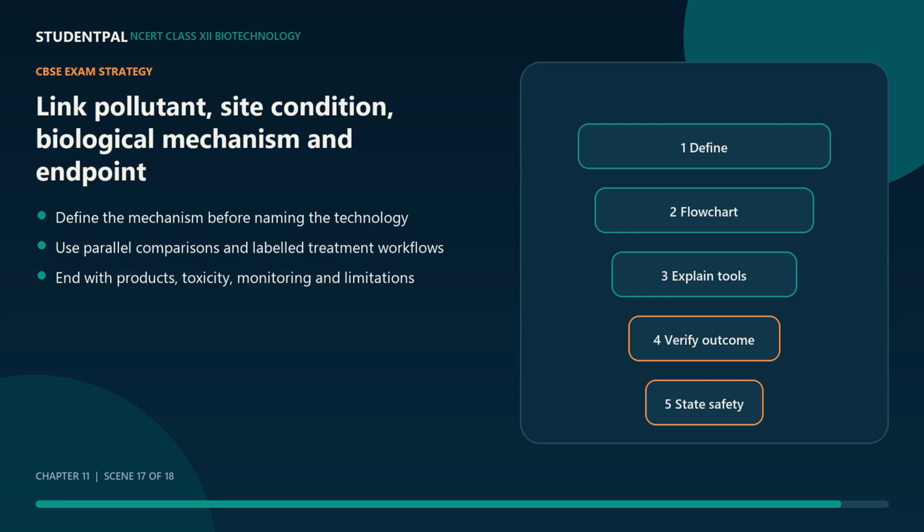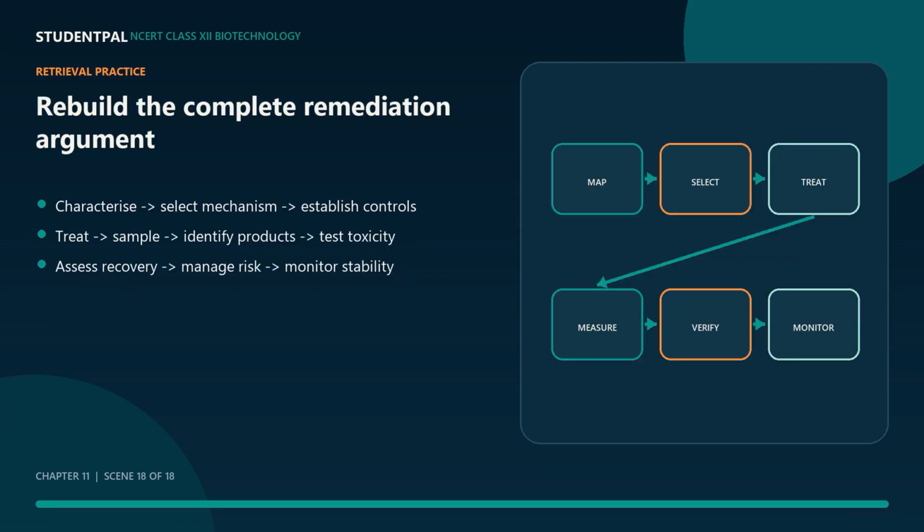For aerobic versus anaerobic treatment, name the terminal electron acceptor and possible intermediate. In phytoremediation, distinguish extraction, stabilization, and transformation, including biomass disposal. State that metals cannot be destroyed. Finish every application with parent and product analysis, bioavailability, toxicity, ecological recovery, rebound, and a realistic limitation. Close your notes and rebuild the chapter.